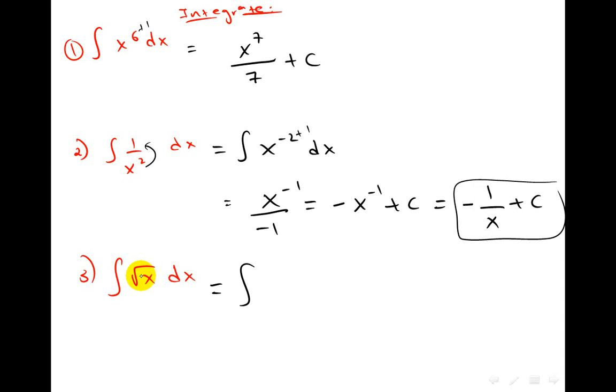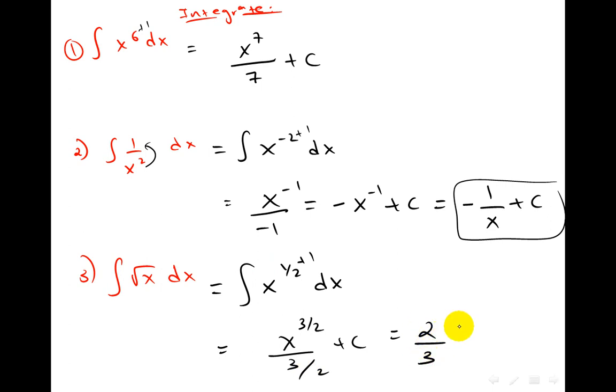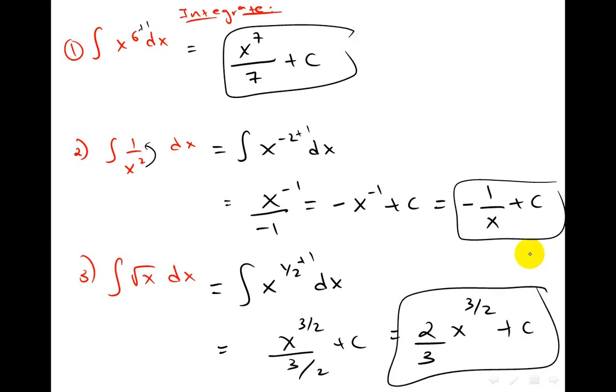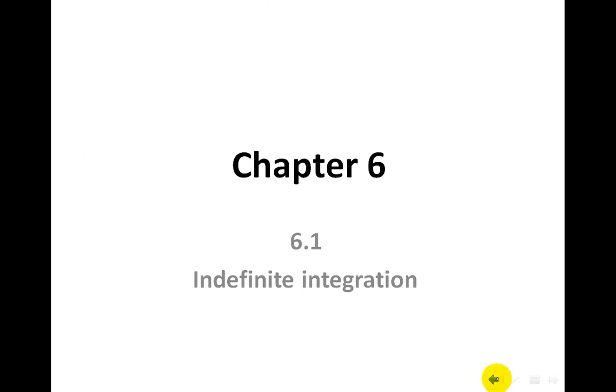Again, to make it simpler, instead of this radical you can write x to the power of half dx. If you add 1, it will be x to the power of 3 over 2 divided by 3 over 2 plus c. Written in a proper way, it will be the reciprocal, that means 2 over 3 x to the power of 3 over 2 plus c. So these are our three different answers. I'll give you more examples.